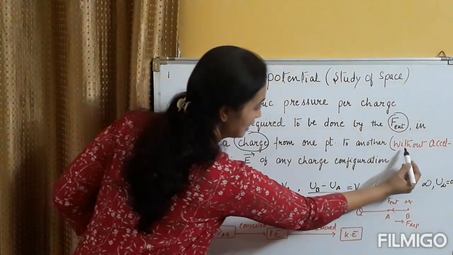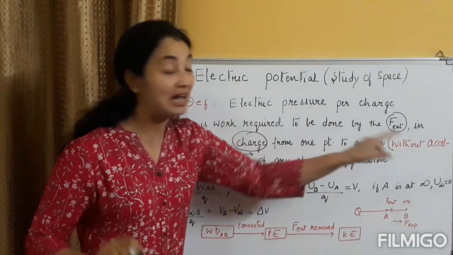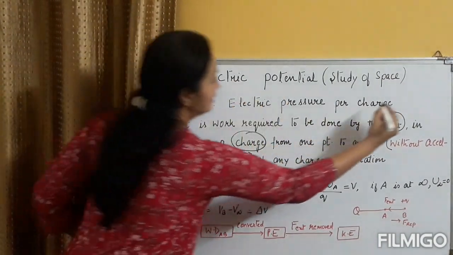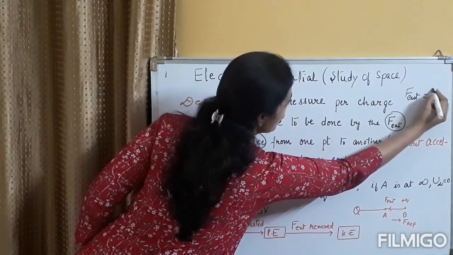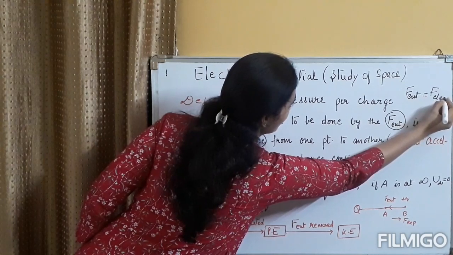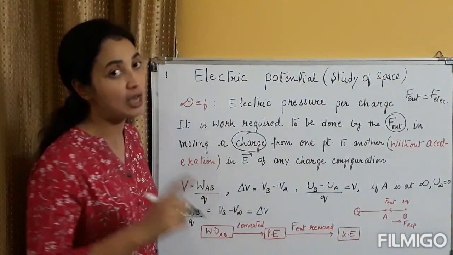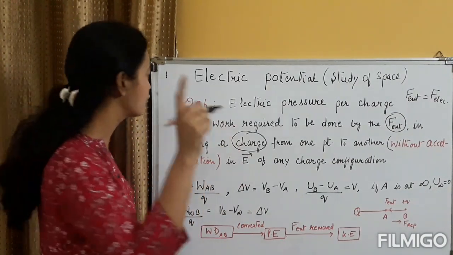And here I have highlighted this thing: without acceleration. Without acceleration implies that you have already taken F external magnitude wise equal to F electrostatic. Magnitude wise they are the same, direction wise they are opposite. So net force is 0. The charge moves with constant velocity.